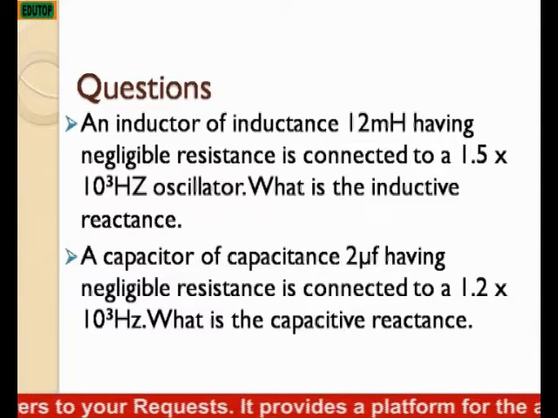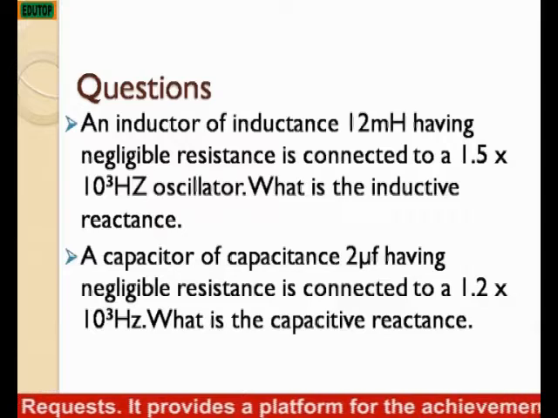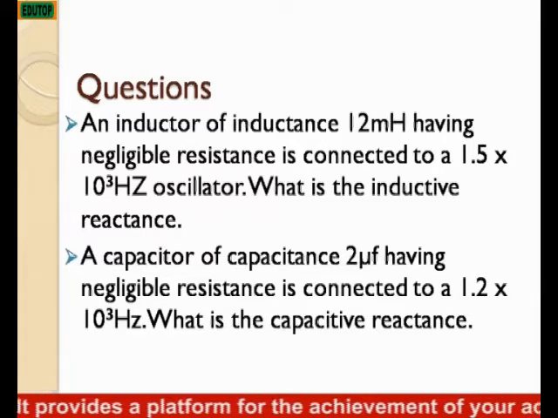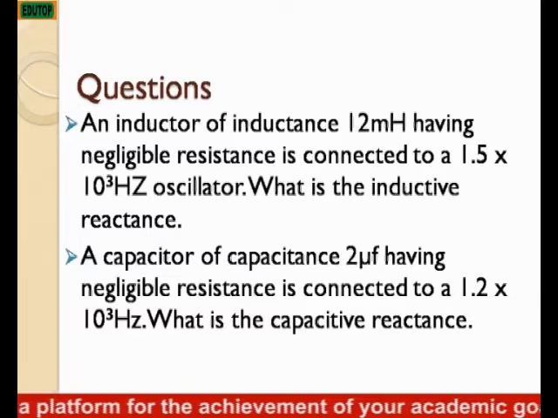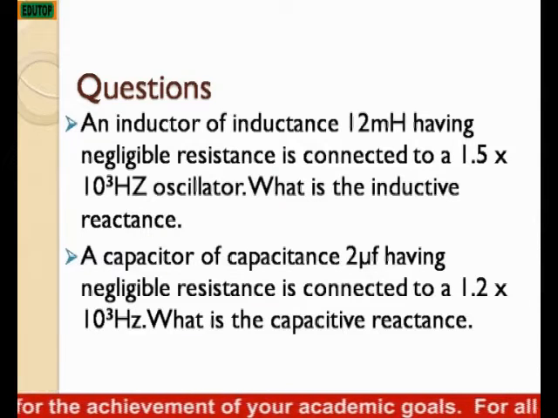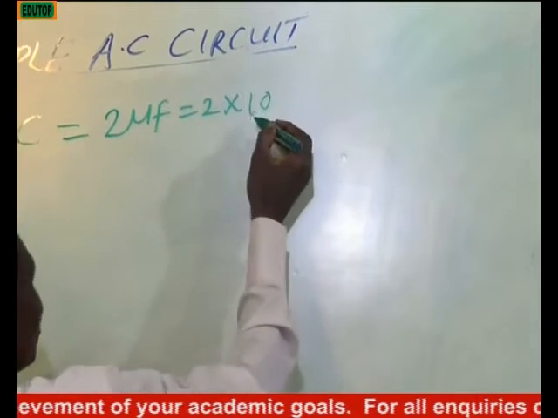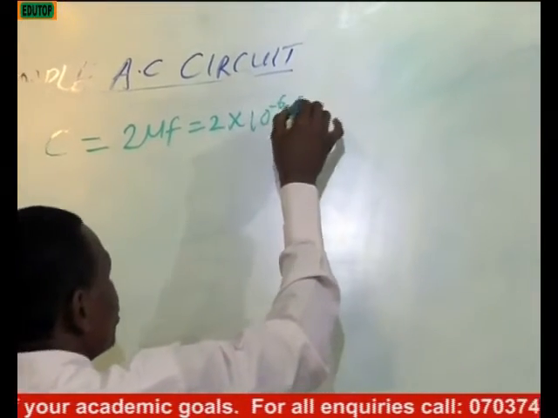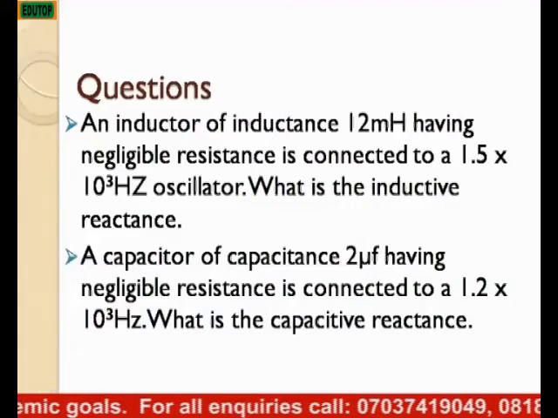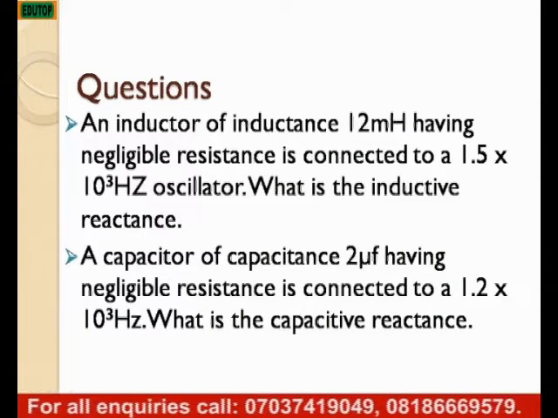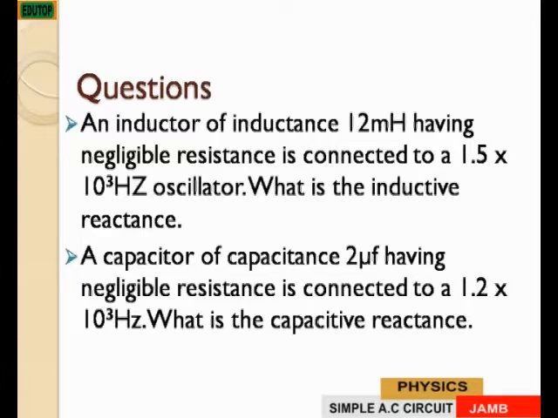Question number 9. A capacitor of capacitance C, the value for the capacitor is 2 microfarad, which is 2 times 10⁻⁶ farad. Having negligible resistance is connected to a 1.2, that is the frequency, times 10⁻³ hertz. Okay? What is the capacitive reactance?